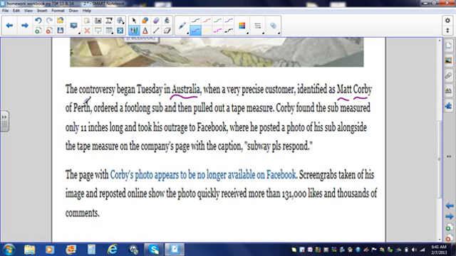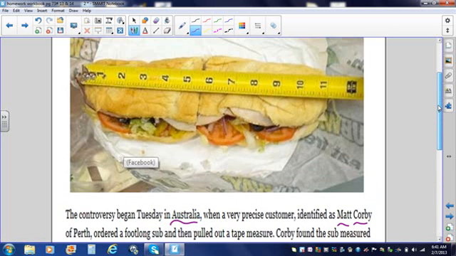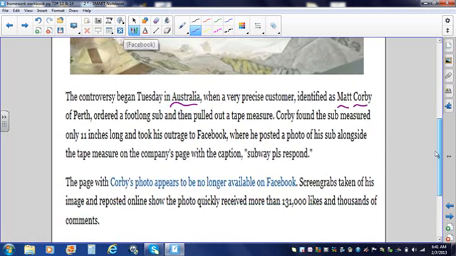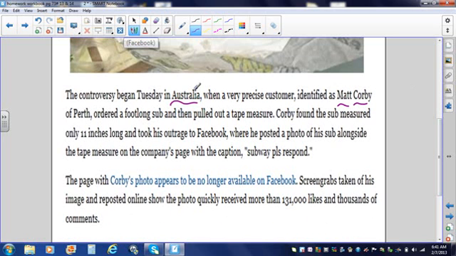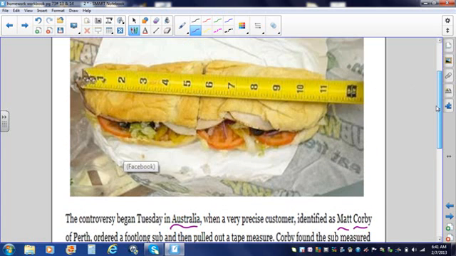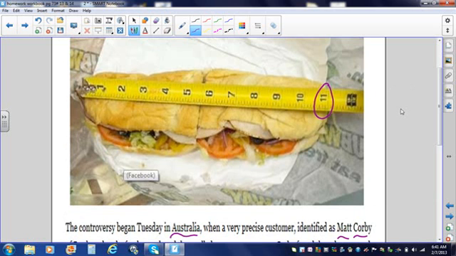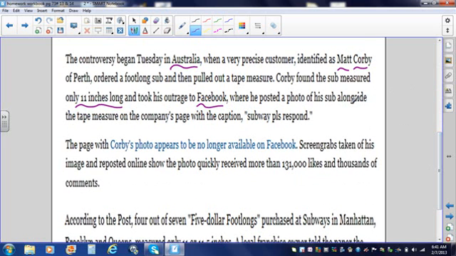That must be the city you lived in. Have you ever been to Perth? I haven't. He ordered a footlong sub, and then he pulled out the tape measure. Yeah, check it out. They're ripping him off. Mr. Corby from Australia found the sub measured only 11 inches long, and he went on Facebook. He posted a picture of it. He said, dude, they're ripping you off, man. It's supposed to be 12 inches a foot, and it's only 11 inches. He was so mad he put it on Facebook, and his caption was, Subway, please respond.